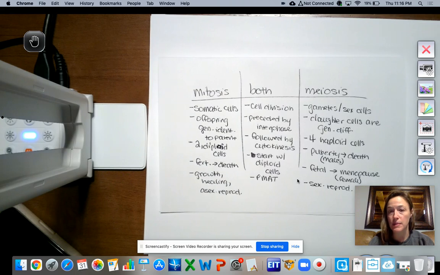So there's a lot of other maybe small differences and similarities you can think of, but that's a pretty good start. I hope that helps.